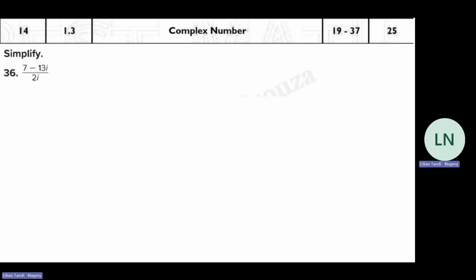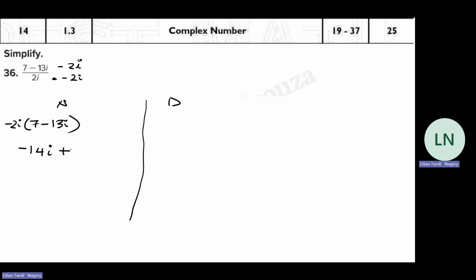Okay. The conjugate for 2i is negative 2i. Okay, so you're going to do your numerator, and your denominator over here. Bracket 7 minus 13i, and you're multiplying with negative 2i. So negative 14i plus 26i squared. Okay?